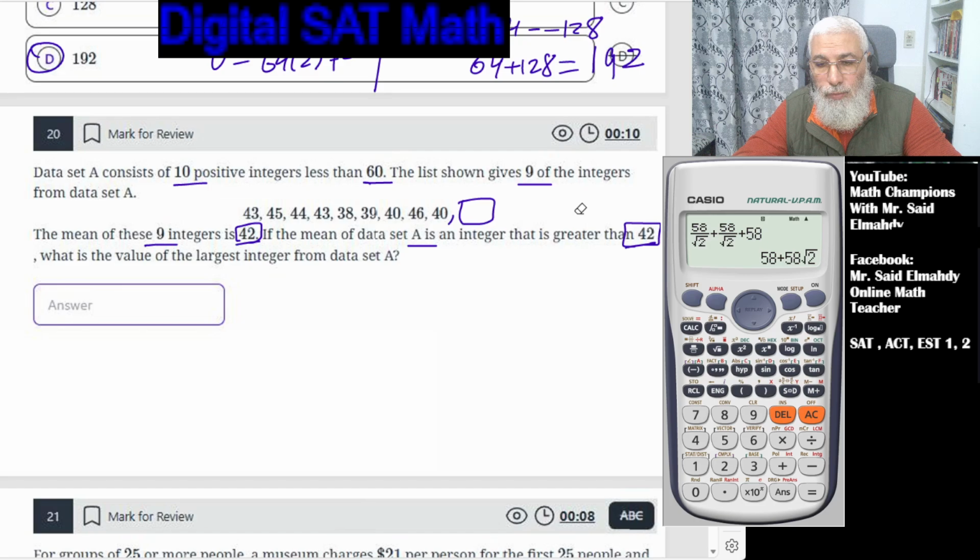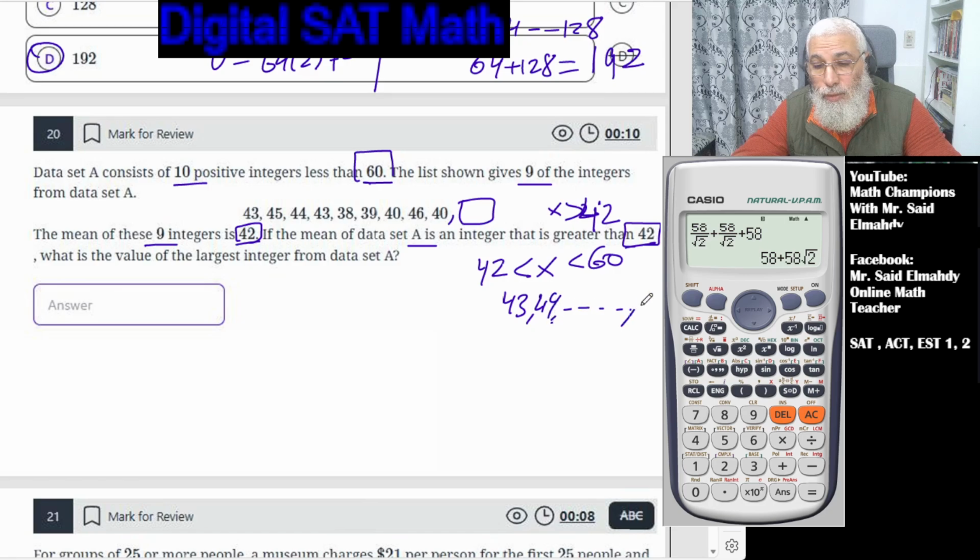X is greater than 42. The last number x should be greater than 42, and it is said to be less than 60, so x should be less than 60 and greater than 42. It is something between 43, 44, any number up to 59. What is the value of the largest integer from the dataset?